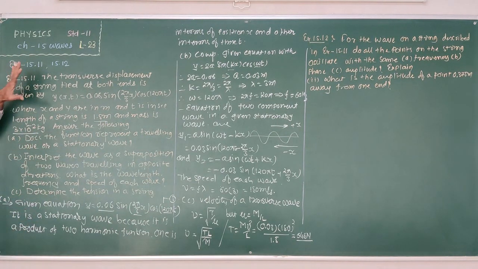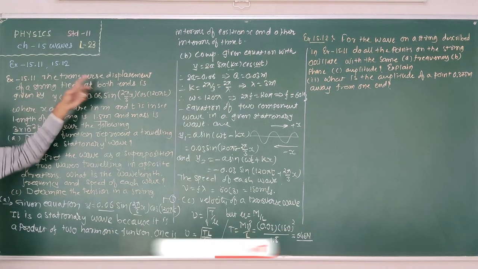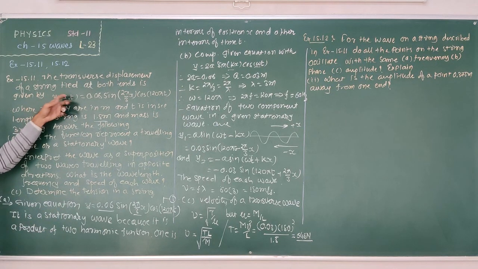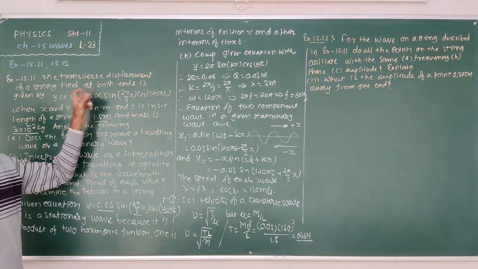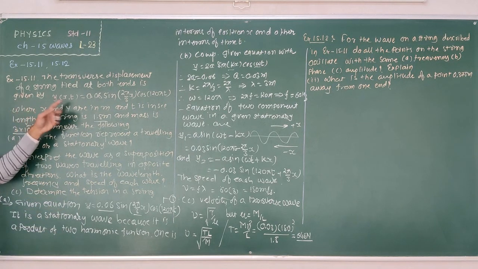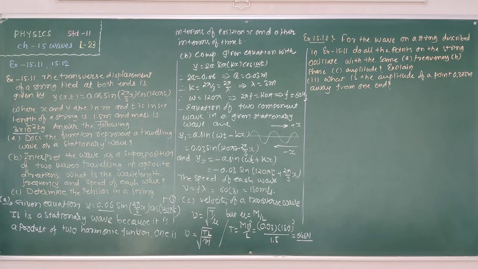Again, this is a numerical but quite lengthy, and here the concept of the theory must be clear so we can calculate it. The transverse displacement of a string tied at both ends is given by y(x,t) is equal to 0.06 sin(2 pi by 3 x) into cos(120 pi t), where x and y are in meter, t is in second, the length of the string is 1.5 meter, and the mass of the string is 3 into 10 to the power minus 2 kg. In this situation, answer the following.